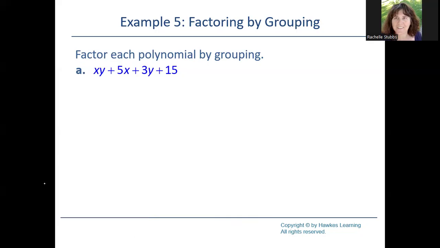The first term is xy. The second term is 5x. The third term is 3y. And the fourth term is 15. And not all 4 of them have the same thing in common.